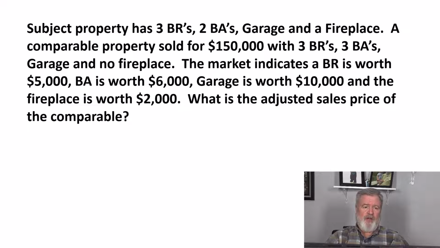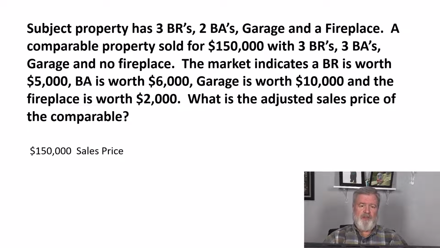Well, we know the actual sales price is $150,000. So what we're trying to do here is figure out what the differences are between the subject property and the comparable property. And then we have to make adjustments for any differences there are. Well, let's see, the subject property has 3 bedrooms. The comparable also has 3 bedrooms, so there's no adjustment for that. Then it says the subject property has 2 bathrooms. The comparable has 3 bathrooms. We're going to have to make an adjustment there.